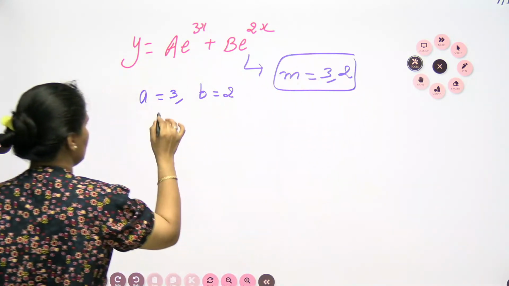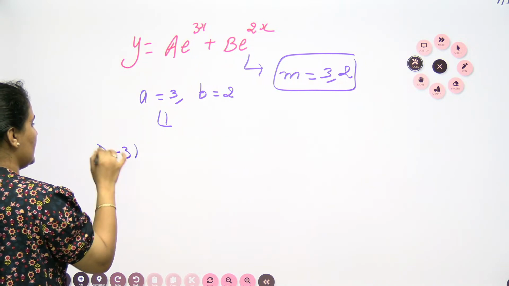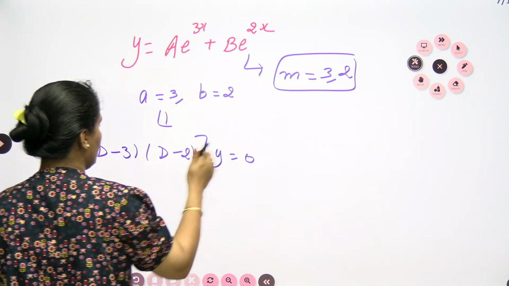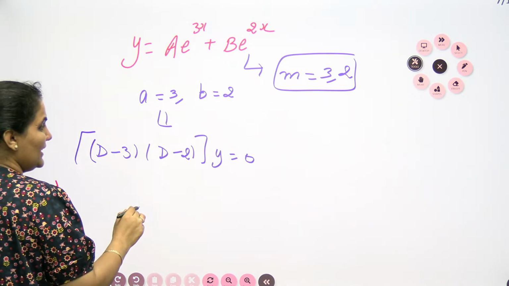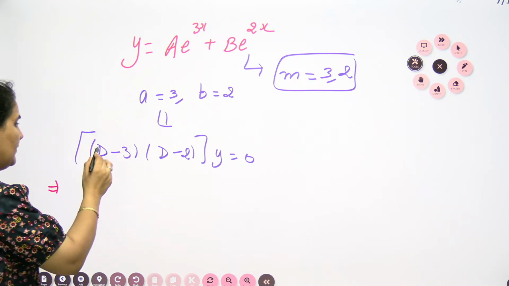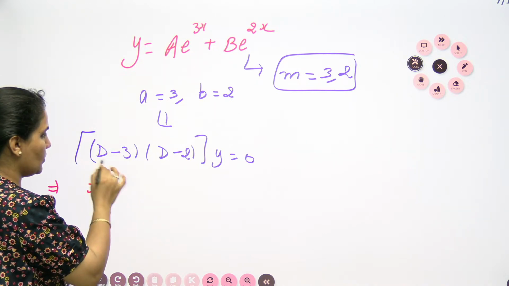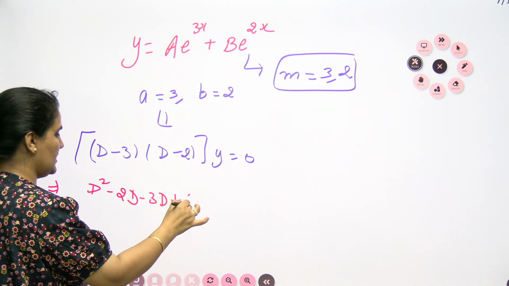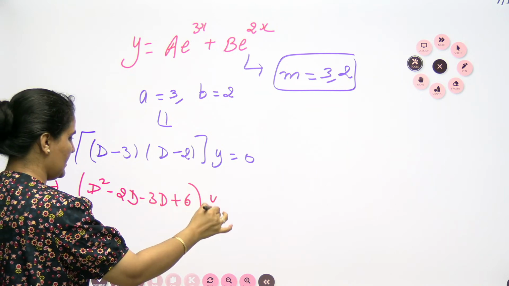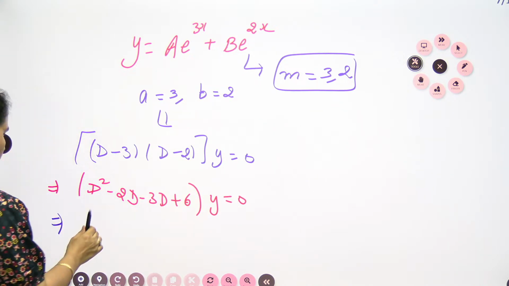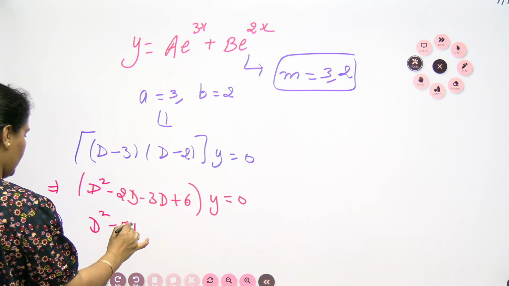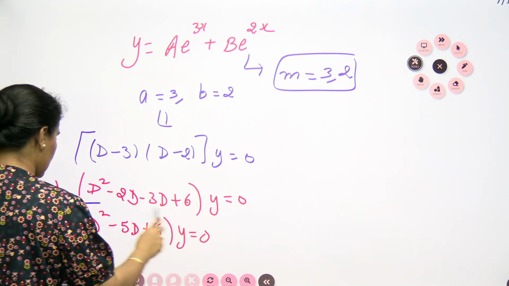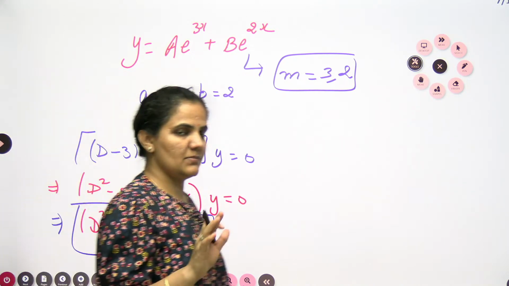When roots are 3 and 2, my equation will be (D minus 3)(D minus 2)y equals 0. So I can find out my equation by multiplying these two things simply. When I go for the multiplication, D into D is D squared minus 2D, then D into minus 2 minus 3D plus 6, and overall y equals 0. So I get (D squared minus 5D plus 6)y equals 0. This is my final equation.